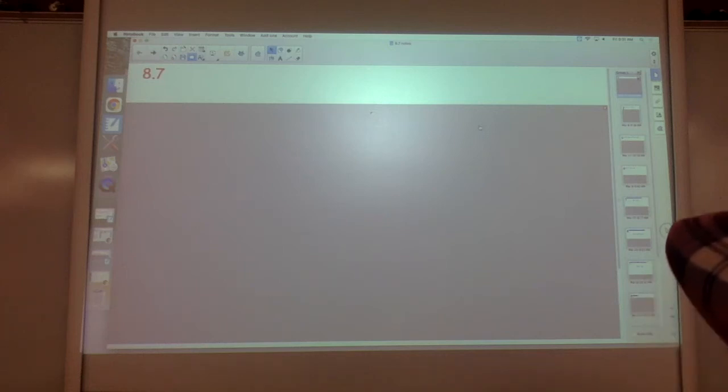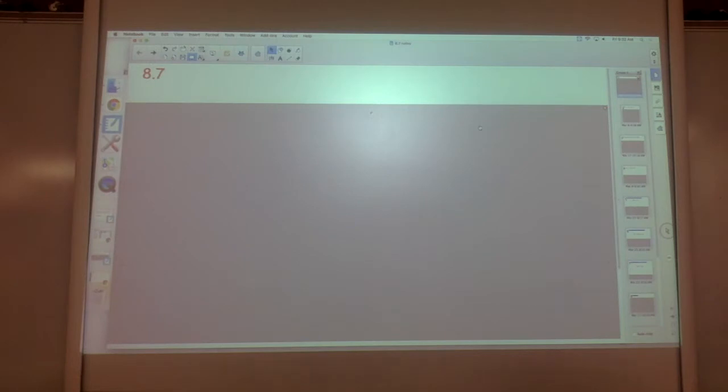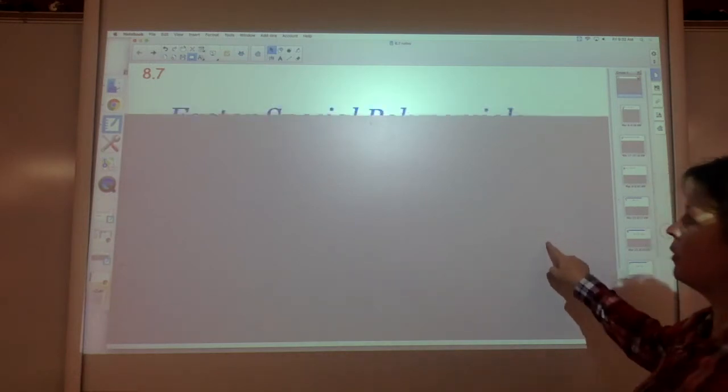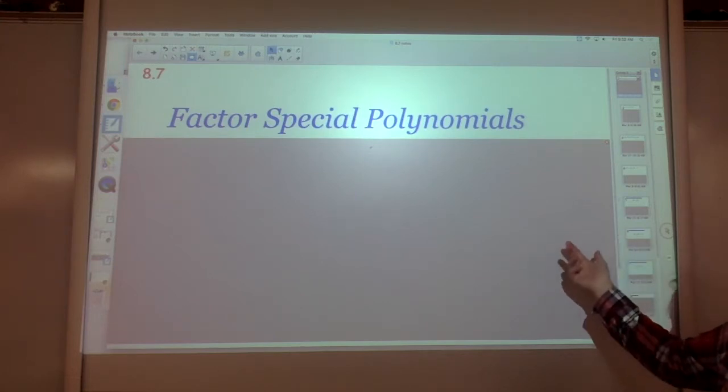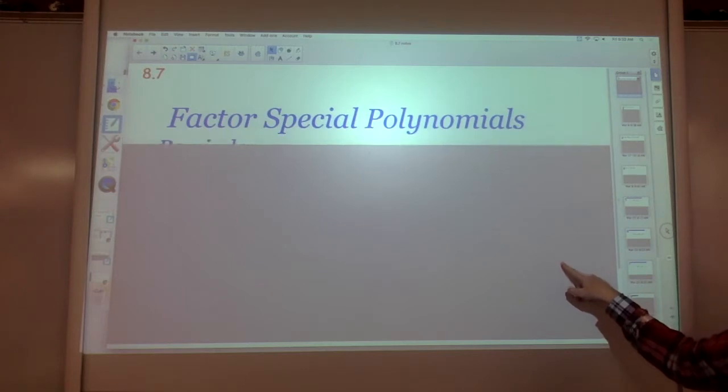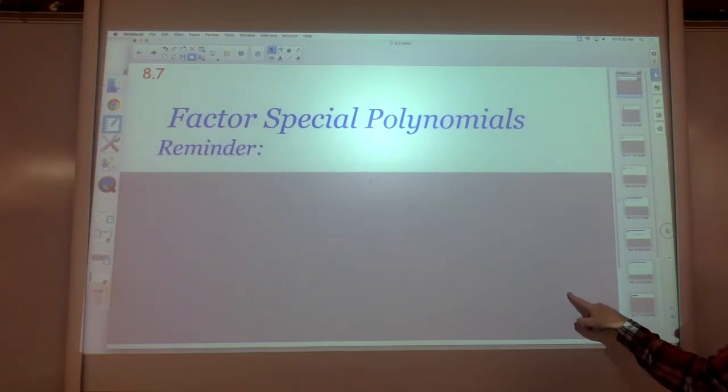Section 8.7. If you're following along at home, we skipped section 8.6. Section 8.7, we are going to now factor some special polynomials. We've already done the distributive property with these special polynomials. We just have to learn how to do them backwards, or undo them.